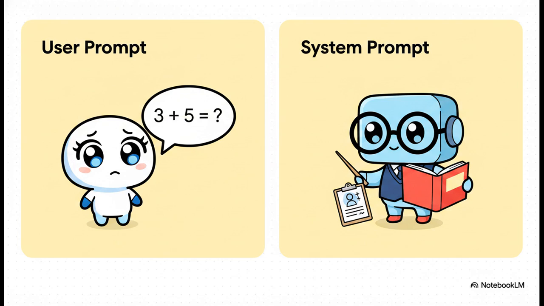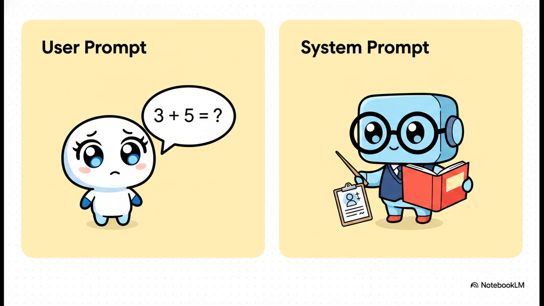Now, there are actually 2 very different layers of prompts happening here. There's the user prompt. That's what you type into the chat box, like, what is 3 plus 5? It's the specific, immediate task. But behind the scenes, developers set a system prompt. Think of the system prompt as the AI's actor character sheet. It might say, "You are a patient math teacher. Never give direct answers, always guide."